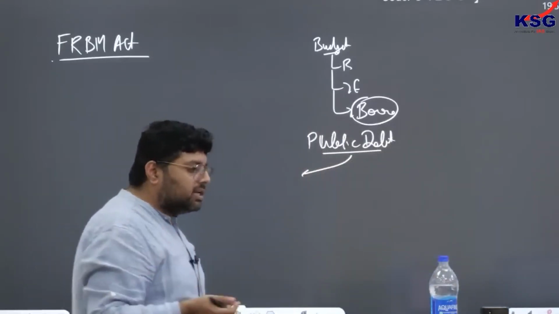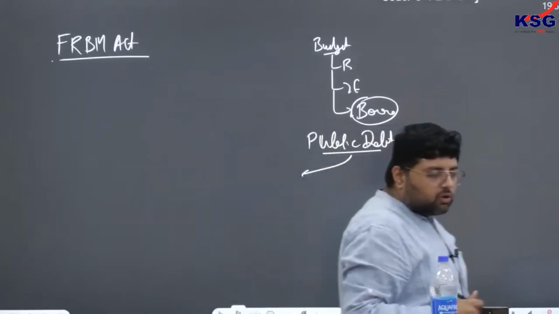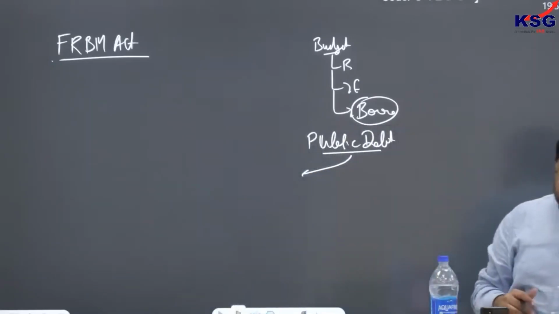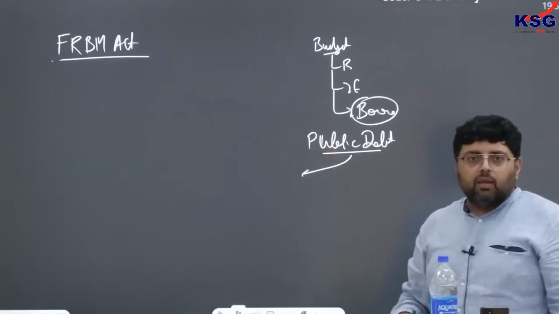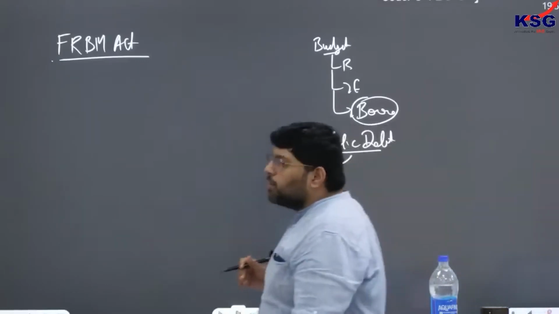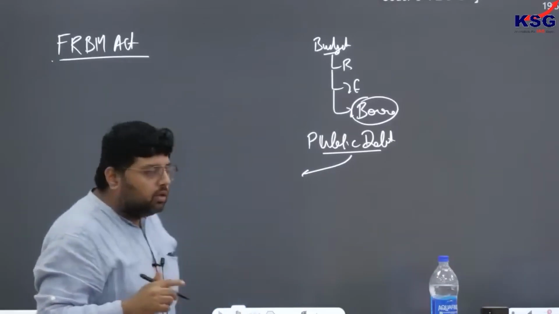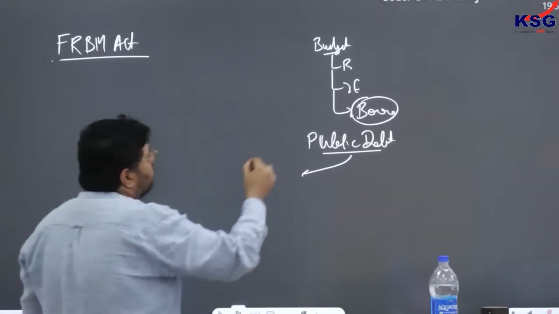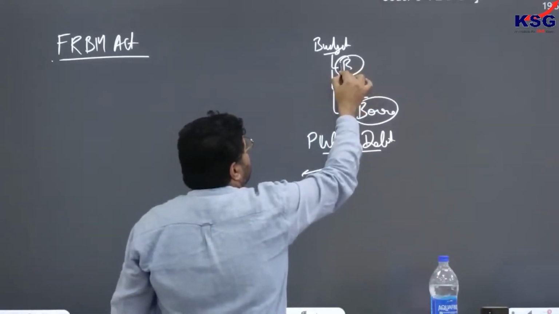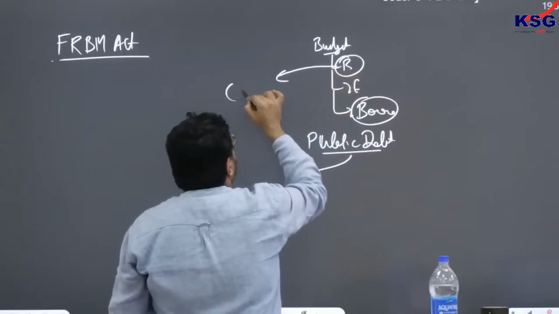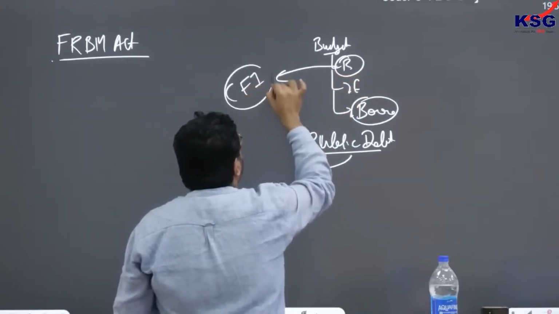Okay, so when next year's budget is presented, it is going to become a debt next year, or you can say part of public debt. Clear? Now apart from this, whatever we have studied in the receipt part will come under the Consolidated Fund of India.